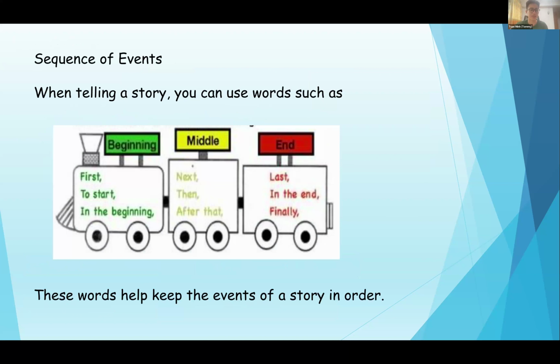And now let's talk about the sequence of events. When telling stories, you can use words such as first, to start, or in the beginning to describe the beginning of a story. For the middle part, you can use connection words such as next, then, or after that to connect sentence and sentence. And for the ending, you can use words like last, in the end, or finally to end a story. Now, these connection words help to keep the events or actions in a story in order.